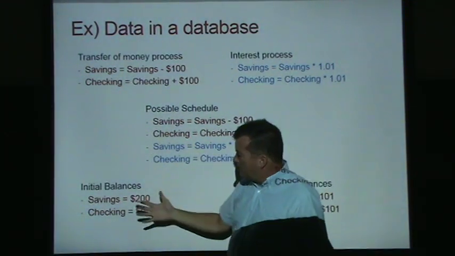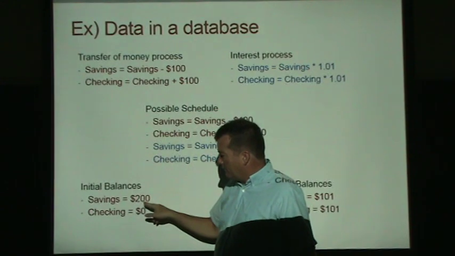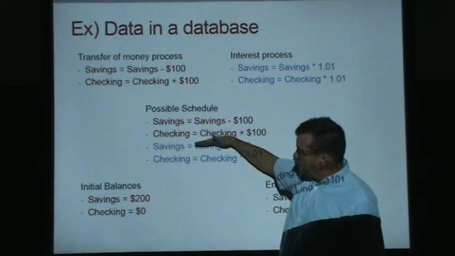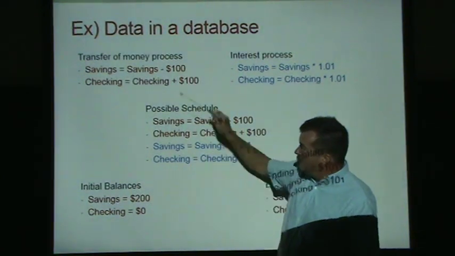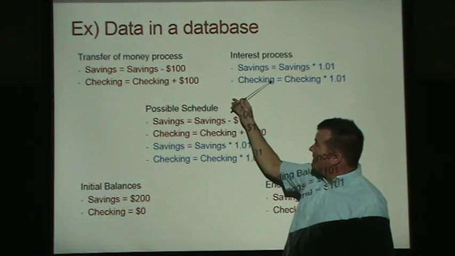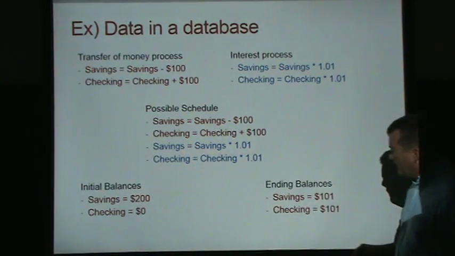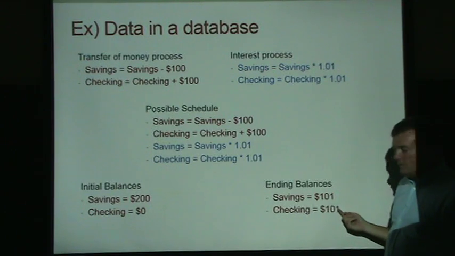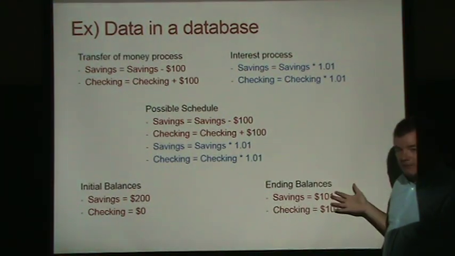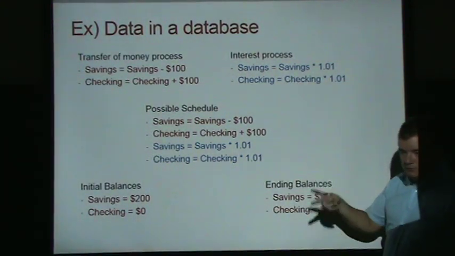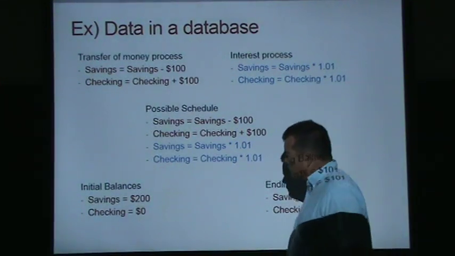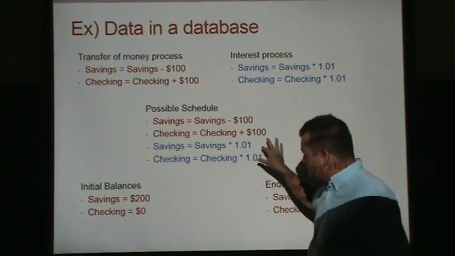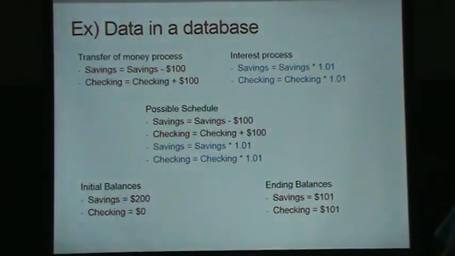Okay, so for example, if you started off initially with a savings account of $200 and nothing in your checking account, by the time all four lines have completed, after this process has finished and then this process was finished, you'd have $101 in savings and $101 in checking. And you'd have a grand total of $202. So you'd look at that and go, okay, yeah, that looks about right. When I signed up with the bank, I was supposed to get 1% interest, and that's what I got. Okay.